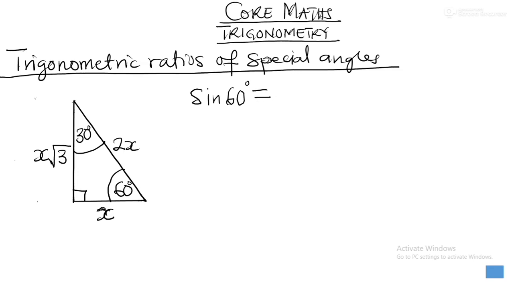So what is the opposite to the 60-degree angle? We have what? X root 3 divided by, what is the hypotenuse? 2x. So we have our 2x. So now when we simplify, this x will cancel this x. So we are going to have root 3 on what? On 2. Okay, root 3 on 2.